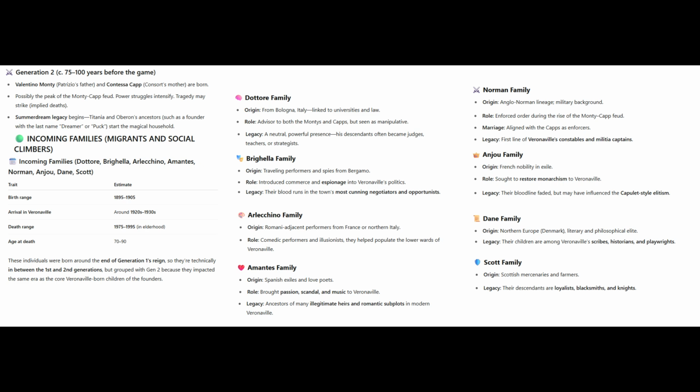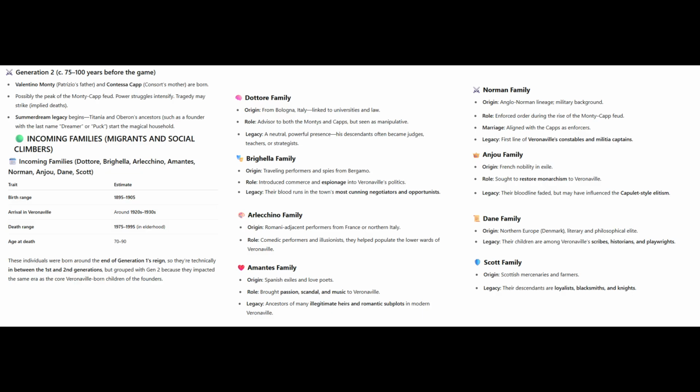Onto the Norman family. So their Anglo-Norman lineage makes perfect sense. They have a military background. Their role is to enforce order during the rise of the Monty and Cap feud. Very interesting, and it just says here that they will align with the Capps, and we know that's their grandson, i.e. Albany Cap is very into the Cap lineage.